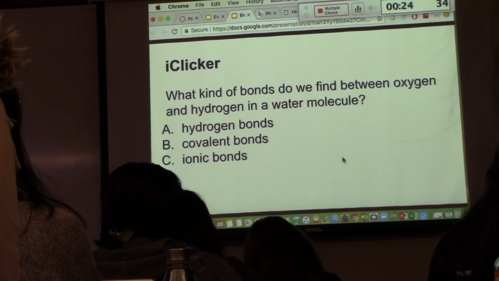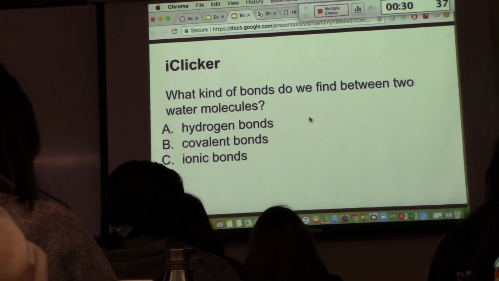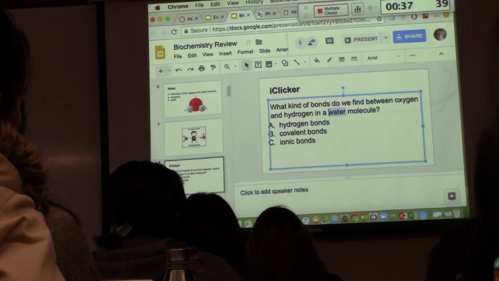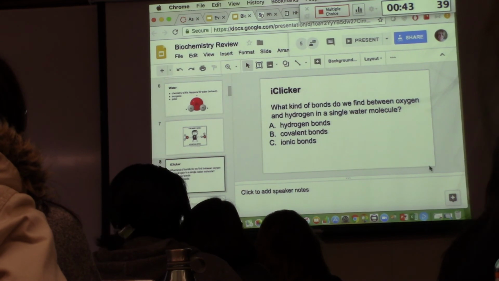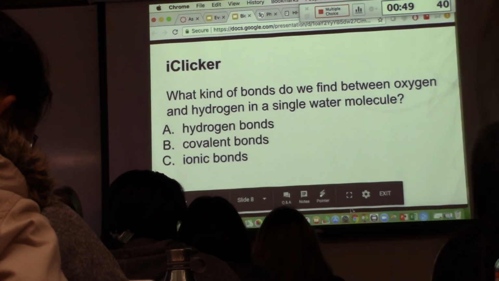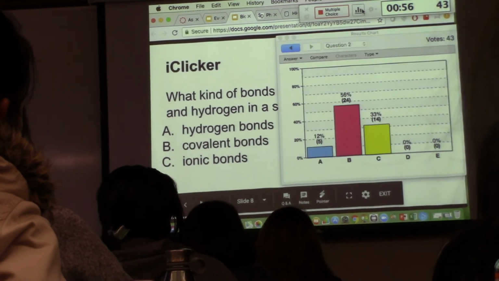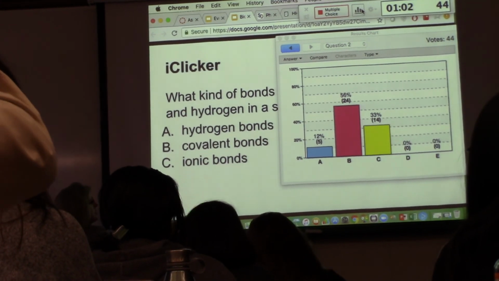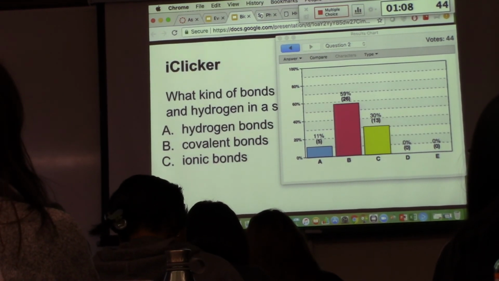And while you contemplate that, why don't I make this a better question? In a single water molecule. That's better. Did some of you change your answer? No? Let's see what you said. Okay. So if it's in a single water molecule where you have an oxygen bonded to two hydrogens, those are covalent bonds, right? You see where we're going with that?